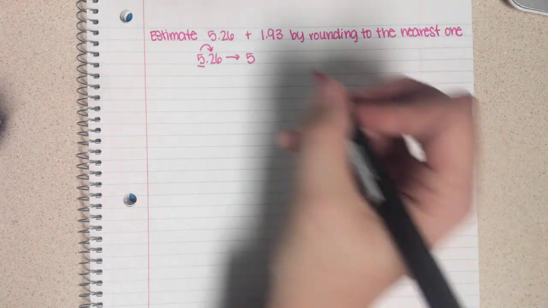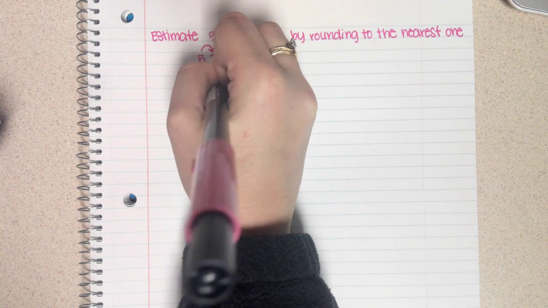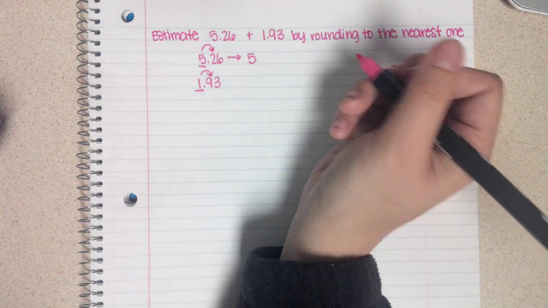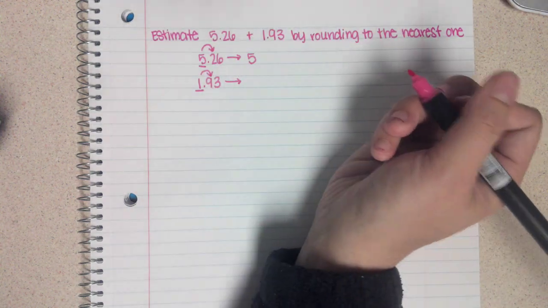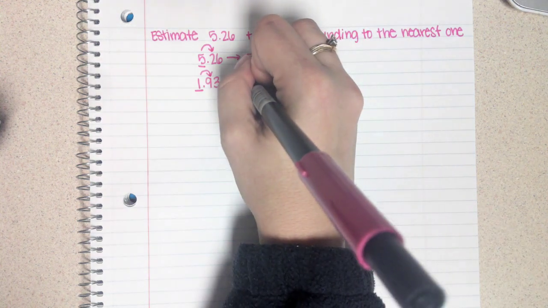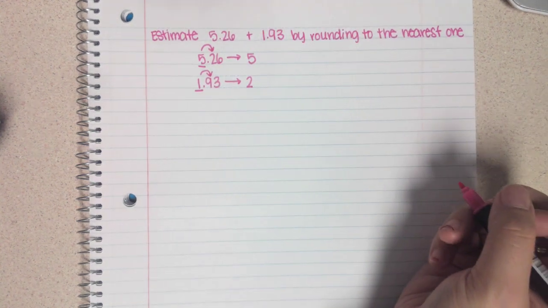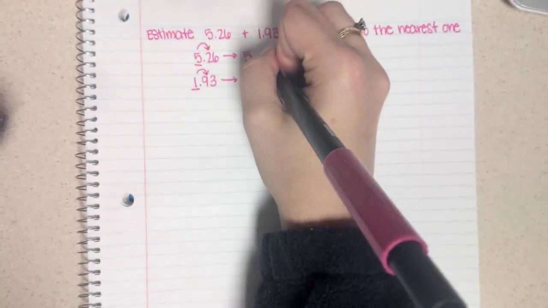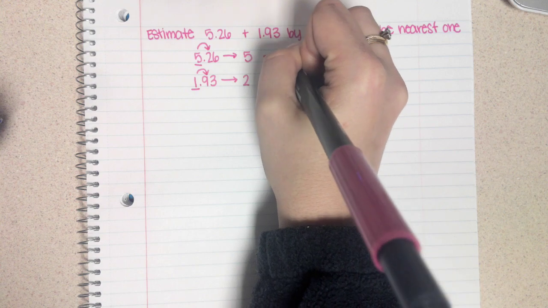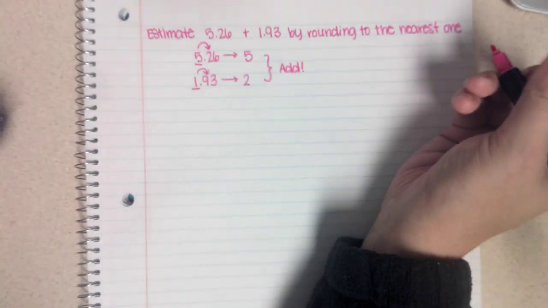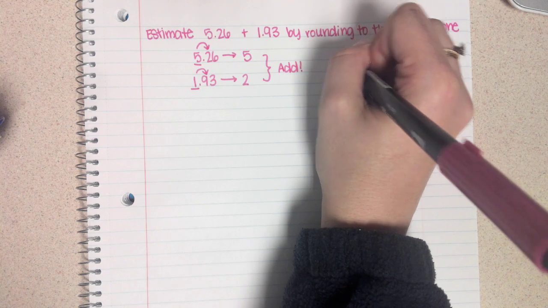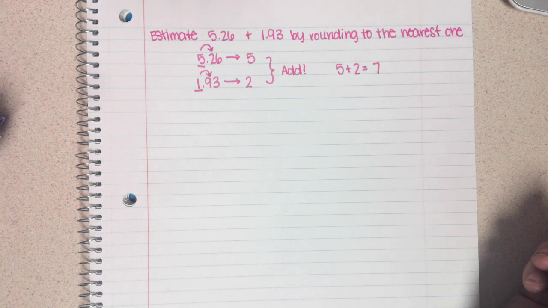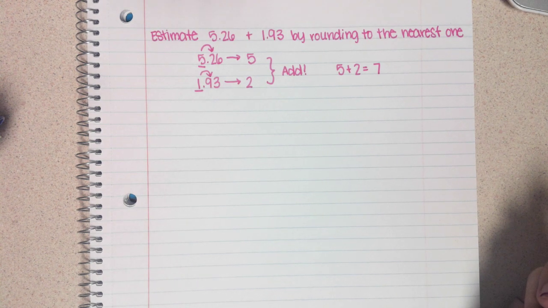Okay? Next number was 1.93. Again, we're looking at the number right before the decimal. We're looking over here. Since that is a 5 or above, 9 is above 5, obviously, we're going to round that to 2. And again, we don't need that 0.93 anymore. Okay? So now we're going to go ahead and just add. Okay? So we're going to do 5 plus 2, which is going to give us 7. So the sum of these two is about 7. Okay? Pretty simple so far.